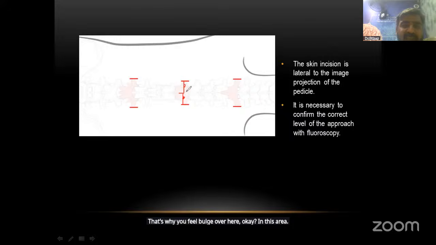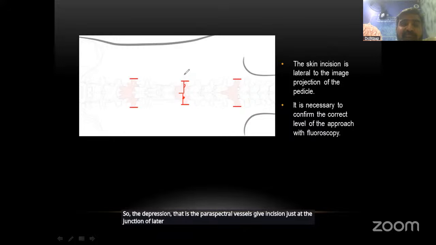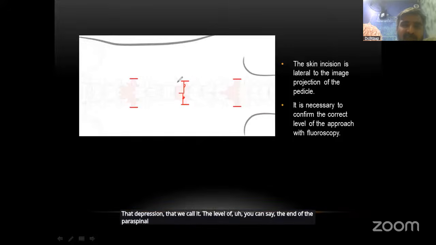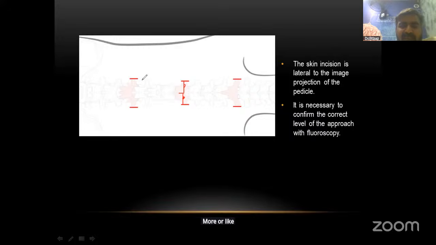So the depression is the paraspinal muscles. Give the incision just at the junction of the lateral bulge of the thoracic muscles and the depression. Or you can say lateral to that depression, which we call the end of the paraspinal muscles. So we have to give the incision laterally, more or less the same, 4 to 4.5 centimeters.